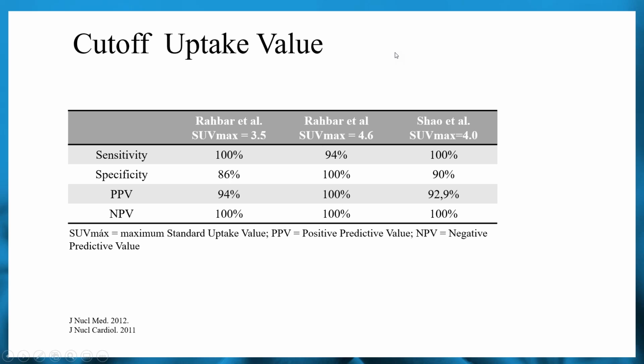The Shao study, as I've been saying, established the cutoff at 4 with 100% sensitivity and a 90% specificity, 92.9% PPV, and 100% NPV.